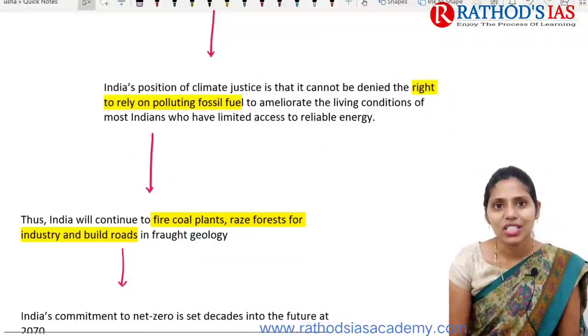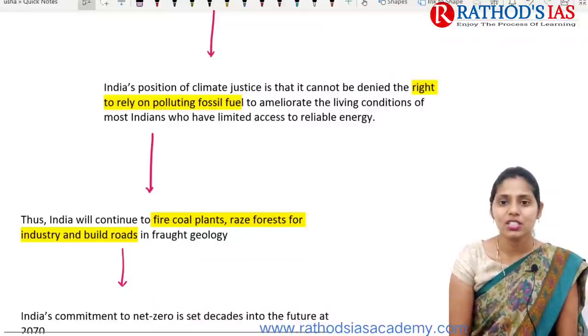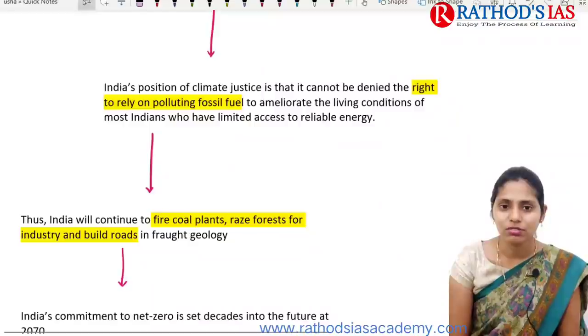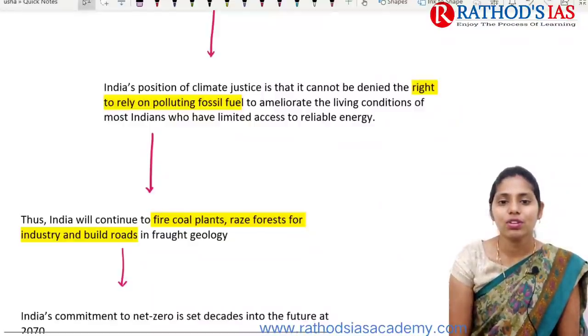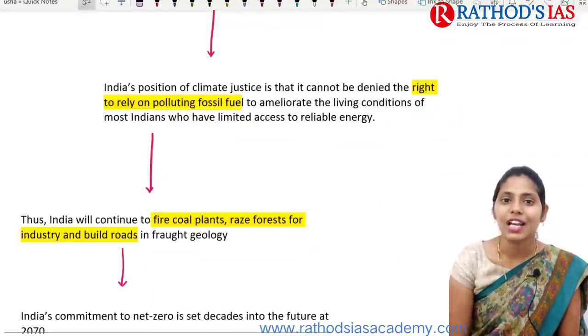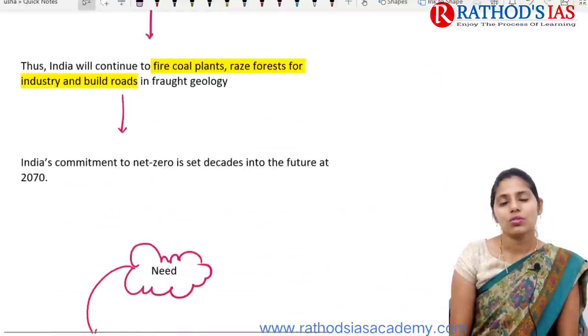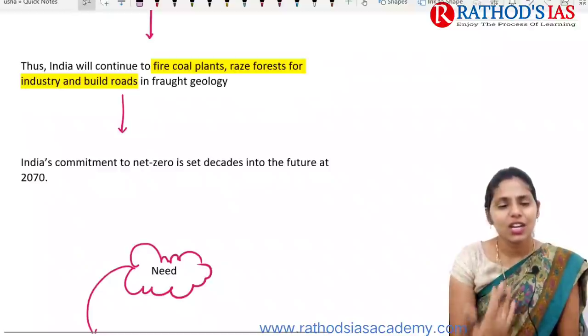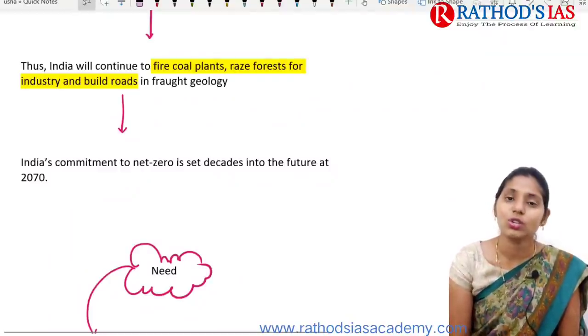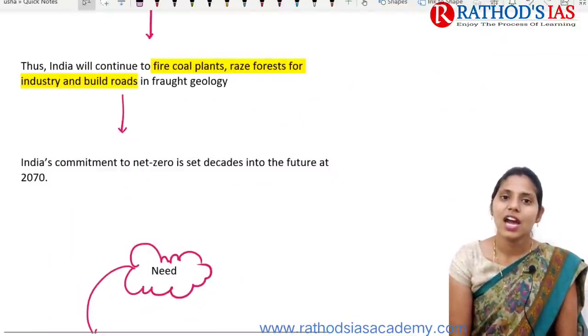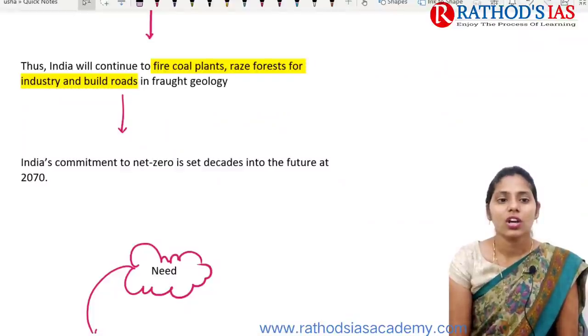If we're talking about India's position regarding climate justice, it cannot be denied the right to rely on polluting fossil fuel, but it is mainly focusing on limited access to reliable energy. Because of this, we can see in India we are mainly continuing the use of coal fired plants, and we are even going for cutting of forest, that is deforestation, etc.